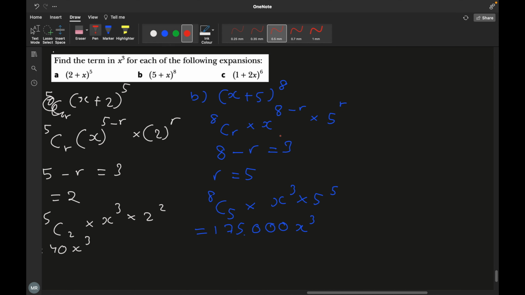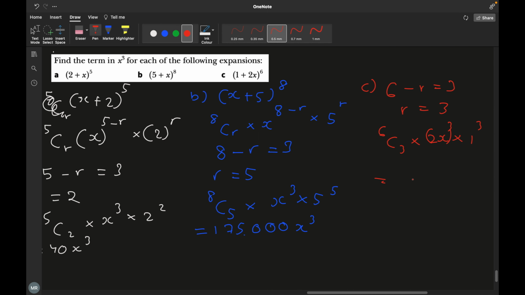Let's solve the last question. This is also very similar. So it's going to be 6 minus r is 3, and r is therefore 3. So it's going to be 6c3 multiplied by 2 to the power of 3 into 1 to the power of 3. This was to the whole.